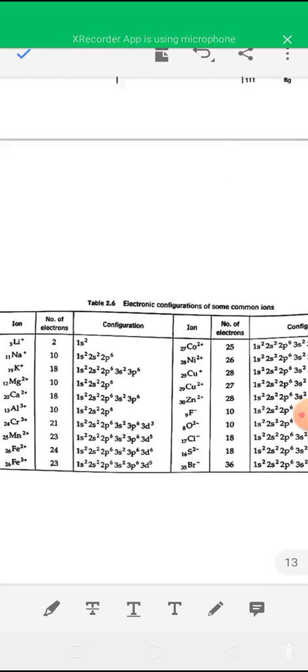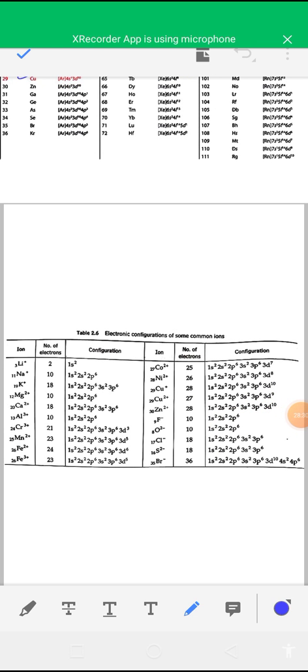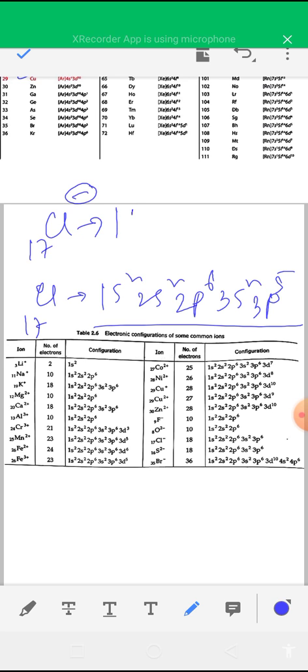The electronic configurations of some ions are also given here. For example, the electronic configuration of Cl minus. You know chlorine has atomic number 17. So the electronic configuration of chlorine is 1s2 2s2 2p6 3s2 3p5. Chloride, Cl minus, has 17 protons but 18 electrons. So the electronic configuration of Cl minus will be 1s2 2s2 2p6 3s2 3p6.